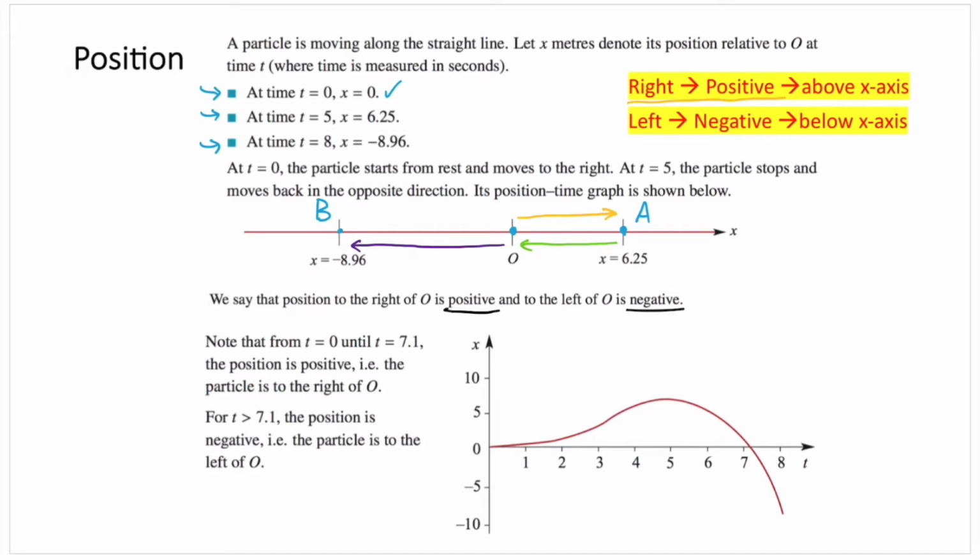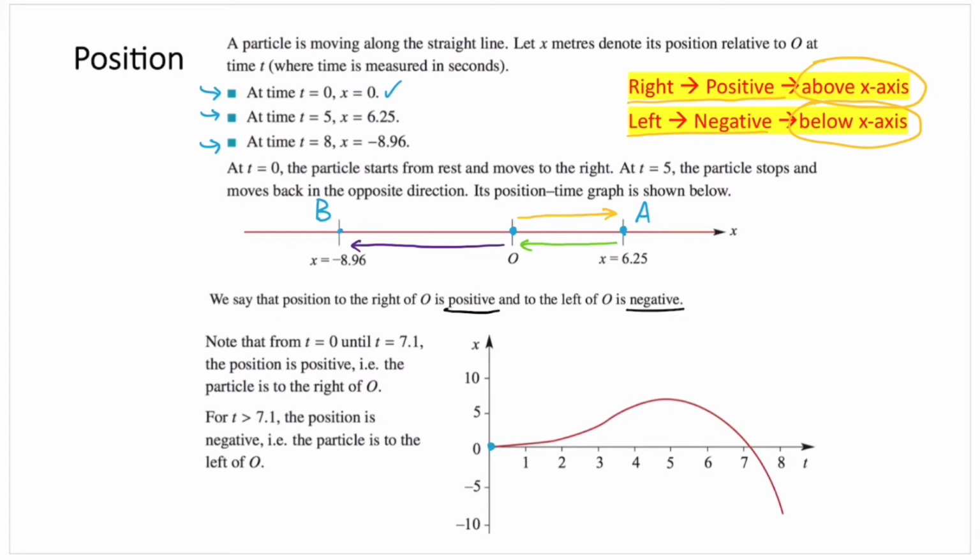In a time versus position graph, it's going to be the graph that's above the x-axis. And when the position is to the left of O, we say that it's negative. In a time versus position graph, it's going to be the graph that's below the x-axis. Now let's have a look at this question.